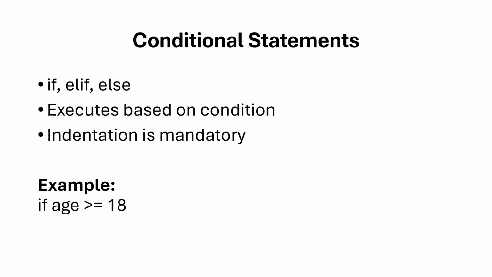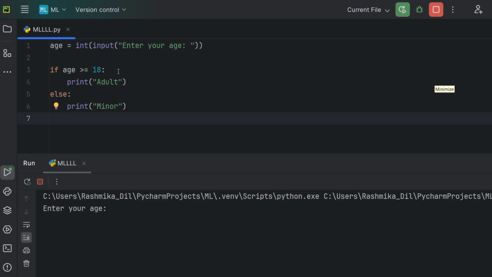Now let's make decisions using if and else. Conditions allow our program to behave differently based on input. If the condition is true, Python executes the first block, otherwise it runs the else block. Notice how indentation is used instead of brackets. This is extremely important in Python.